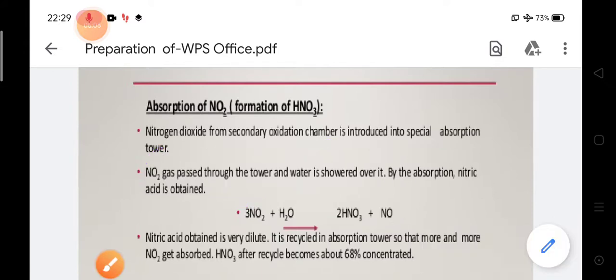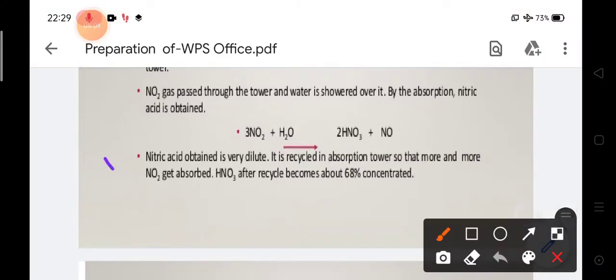And this nitric acid obtained is very dilute, so it is recycled over and over, so that we get a nice amount of NO2 and a nice amount of HNO3. HNO3 after being recycled becomes almost 68% concentrated.